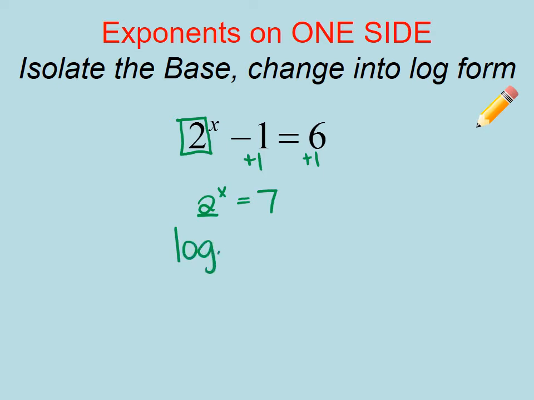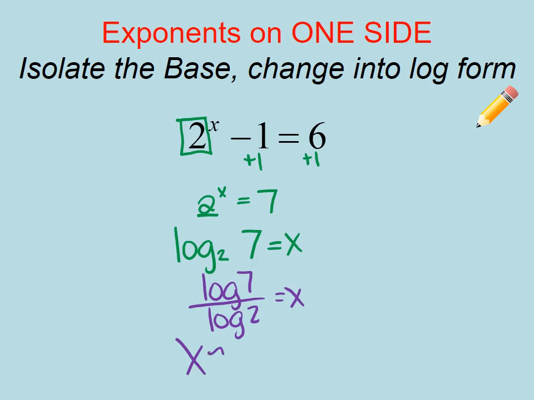The base becomes the base, the exponent becomes the answer, what's remaining becomes your main value. This is why we now need to know change of base formula. Log of 7 divided by log of 2 allows me to actually plug it into my calculator. Be careful with your parentheses as always. And in this case, we get approximately, you do need to round, 2.807.